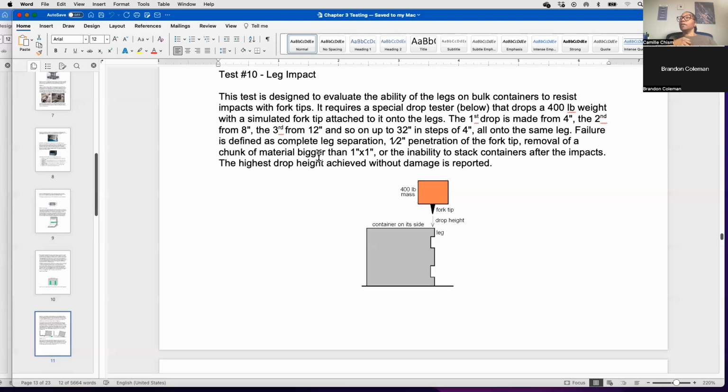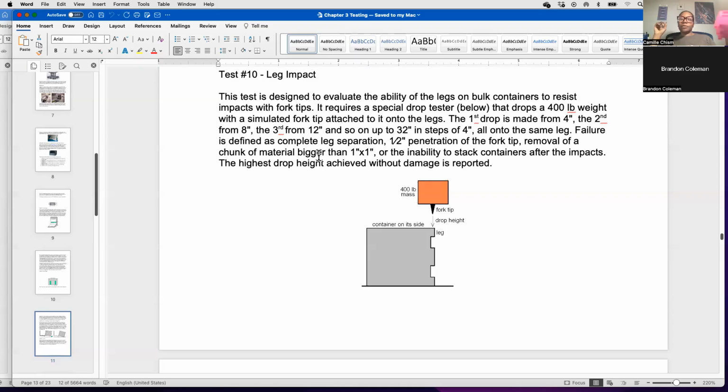And then also removal of a chunk of material bigger than 1 inch by 1 inch. So that would be a chunk out of the corner or a hole in that. And this is my opinion, I'm just interjecting here, so it's not in the homework.